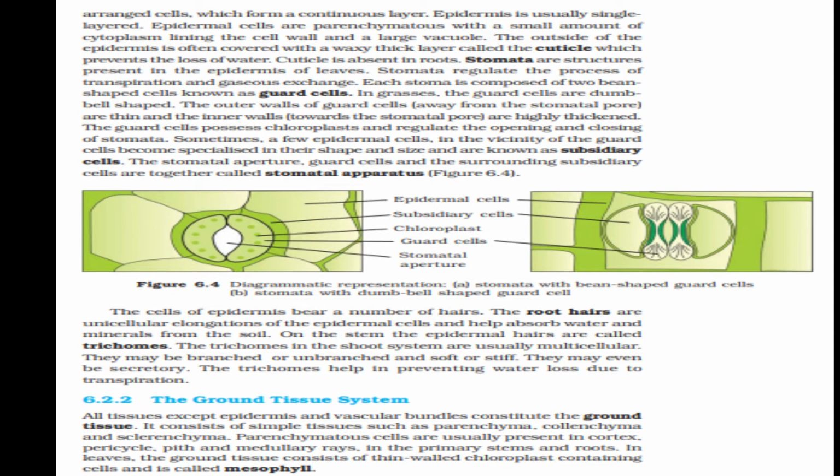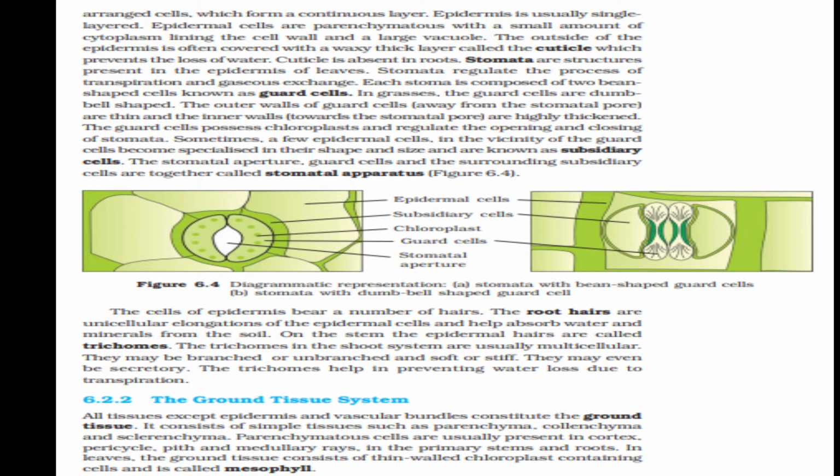The cells of epidermis bear a number of hairs. The root hairs are unicellular elongations of the epidermal cells, and help absorb water and minerals from the soil. On the stem, the epidermal hairs are called trichomes. The trichomes in the shoot system are usually multicellular. They may be branched or unbranched and soft or stiff. They may even be secretory. The trichomes help in preventing water loss due to transpiration.